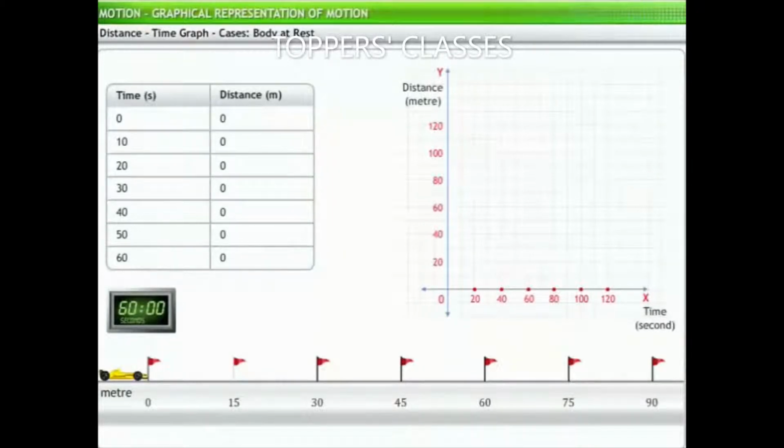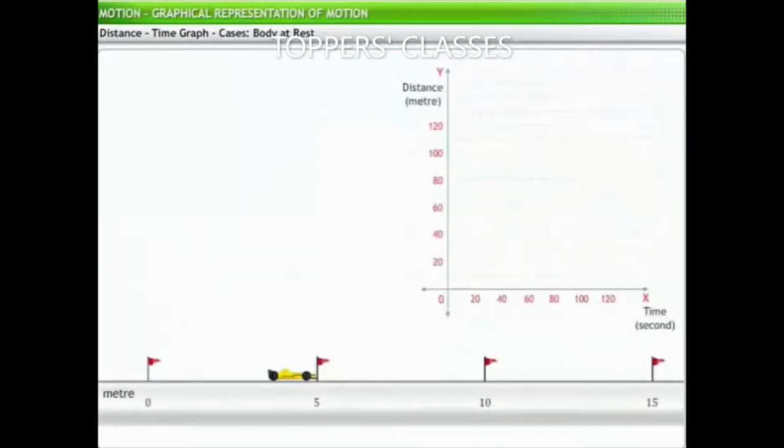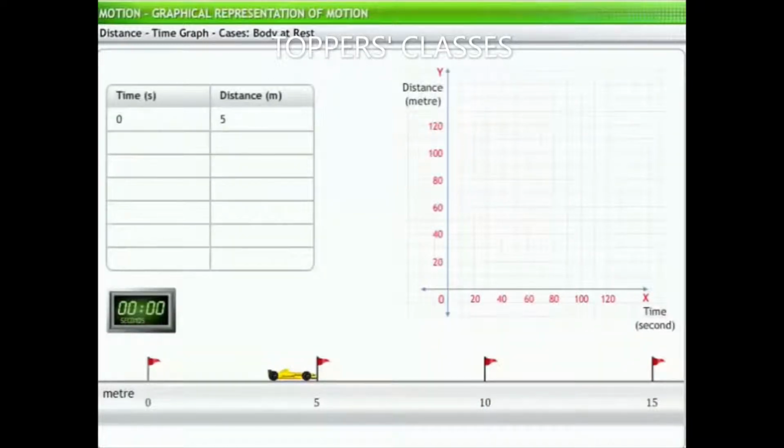The distance-time graph for such a body at rest is plotted as a straight line along the X-axis. However, consider a situation where the body has already travelled a distance of 5 meters. When we start analyzing data on its movement, it means that the body is at 5 meters at 0 seconds. If the body continues to be at the same position for the rest of the time, then the graph is a straight line parallel to the X-axis.